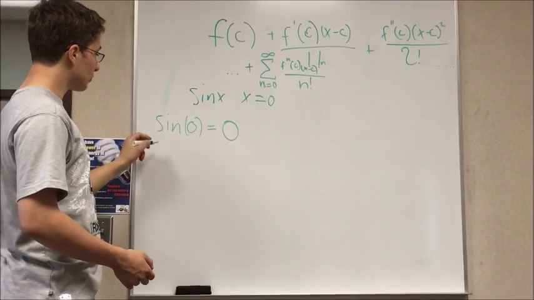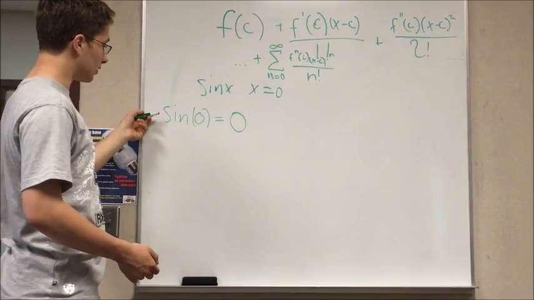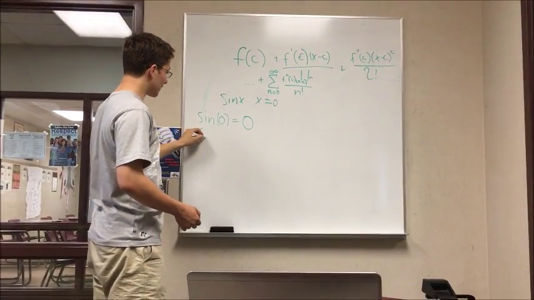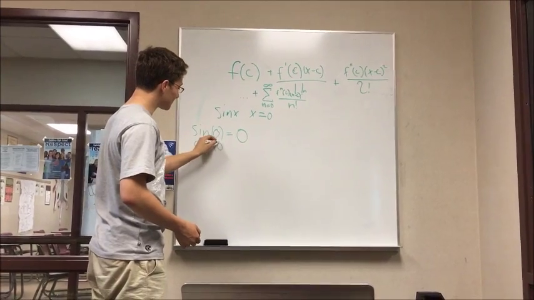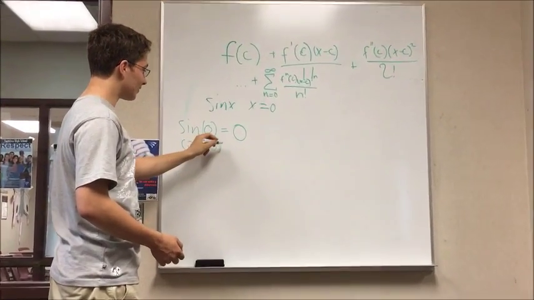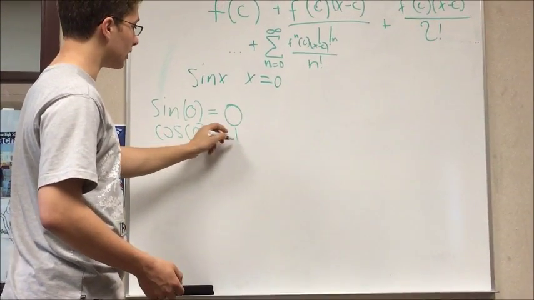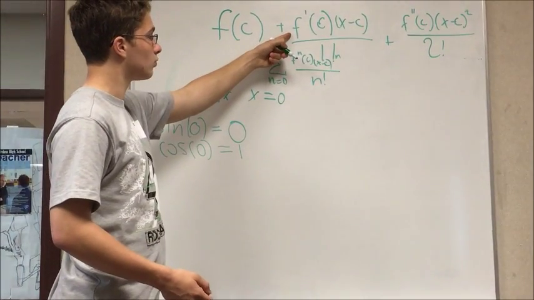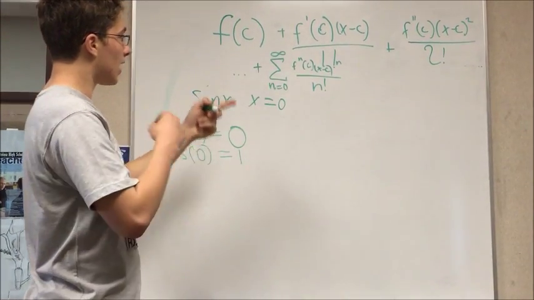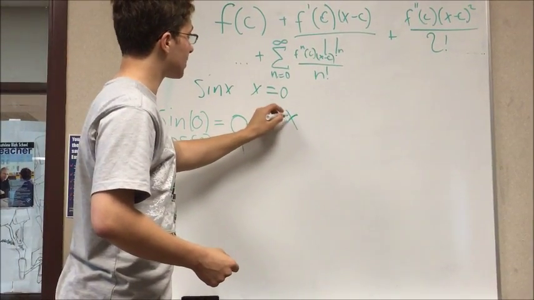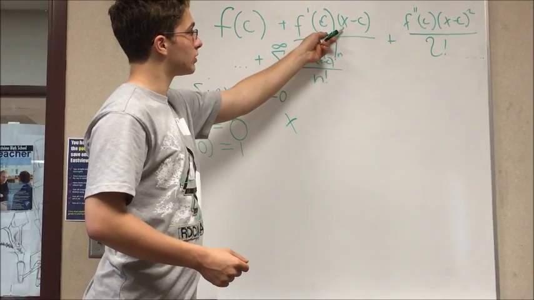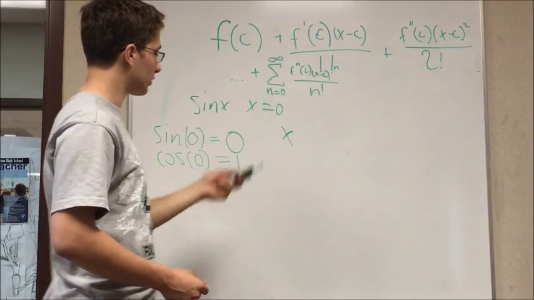And next, we go to the derivative of sine, which is cosine, and we find the cosine of 0. Now, cosine of 0 is 1. Thus, we know that the derivative is 1. Moving on, we can derive the first term from that, which would simply be x, because as we see, the c is 0, so all that's left is x, and we're over 1 factorial.